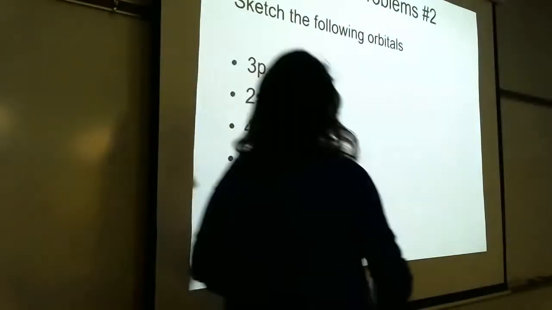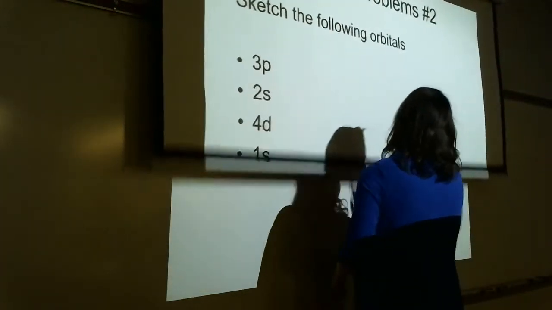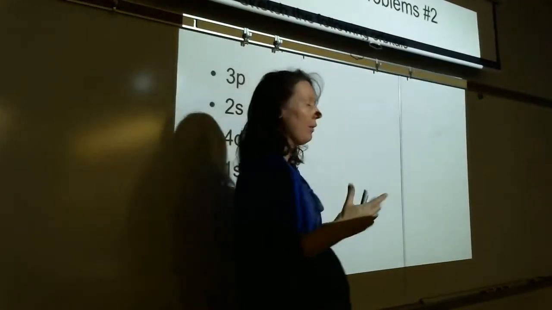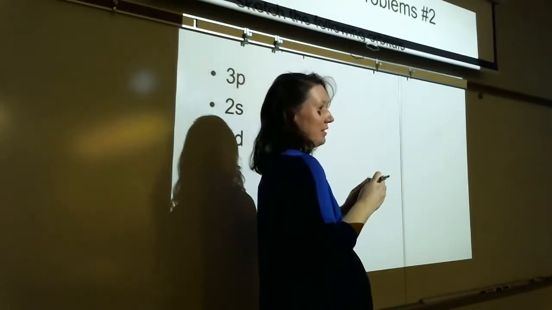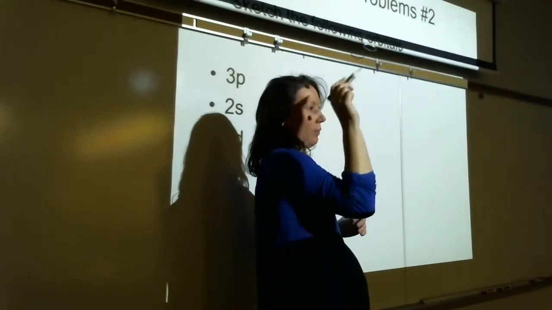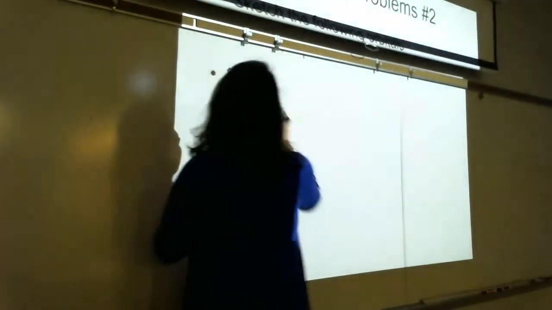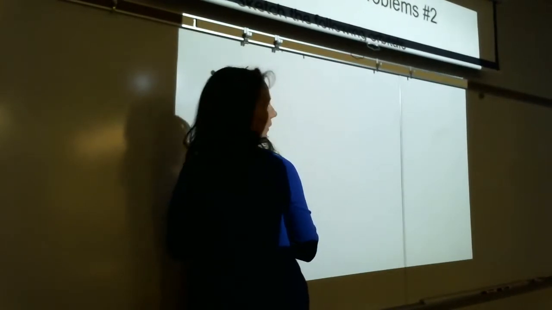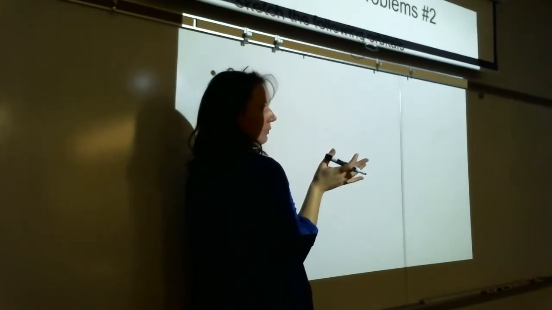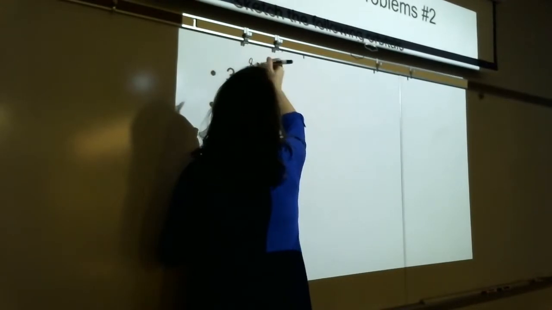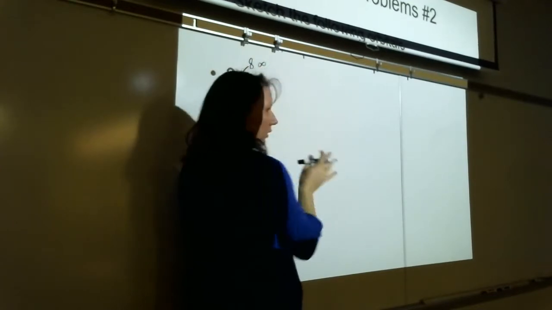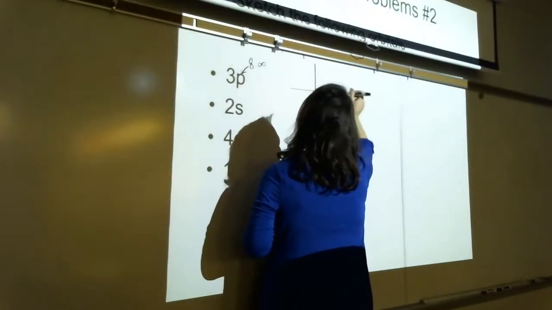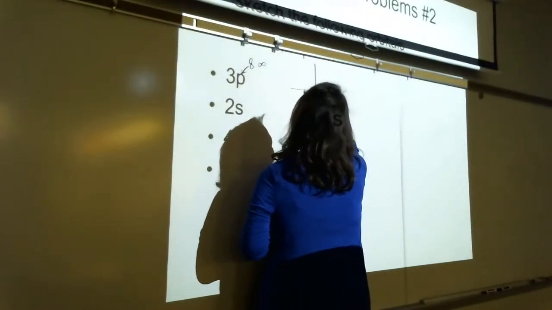Sketching these orbitals. Now, when we're drawing orbitals, we need to have a way to distinguish scale. So what I recommend doing is drawing it on an axis, drawing it on a grid, and then using tick marks to denote size. So 3p, what shape is a p orbital? I don't care how you orient it, right? So you could draw it this way or that way or diagonally, right? How do I show that N equals 3? 1, 2, 3, 1, 2, 3.